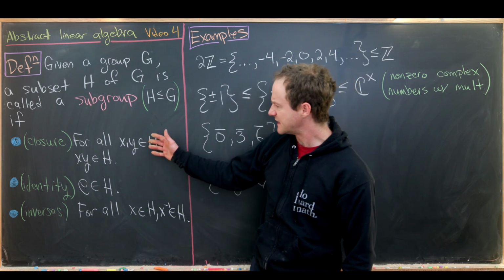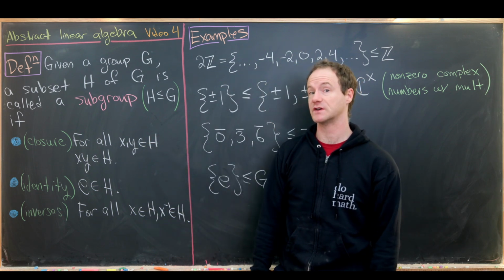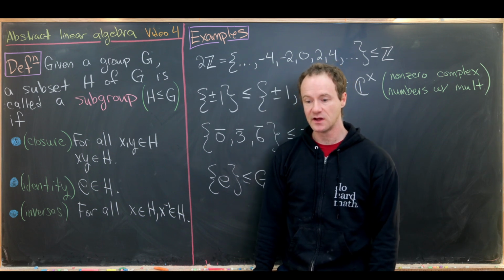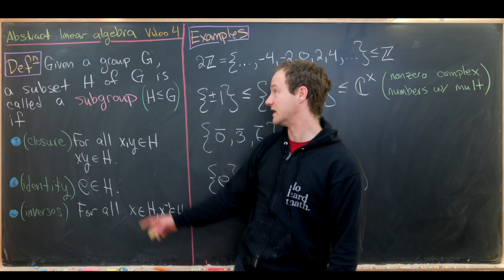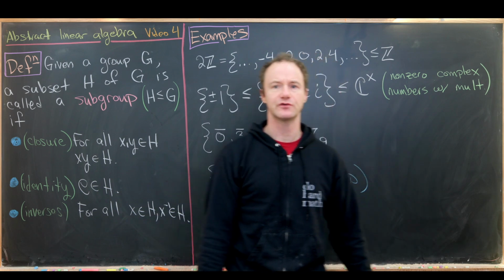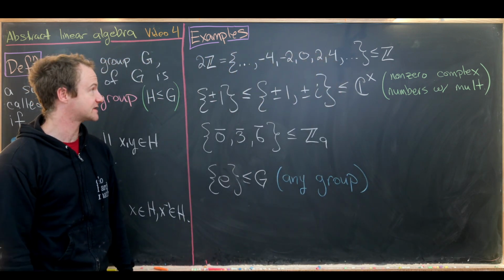Now let's notice that these are exactly all of the axioms for a group except for associativity. And in fact, we don't need associativity here because it is inherited from the structure of G in the first place. Okay, let's go through some examples and then we'll prove a really important result called the subgroup test.